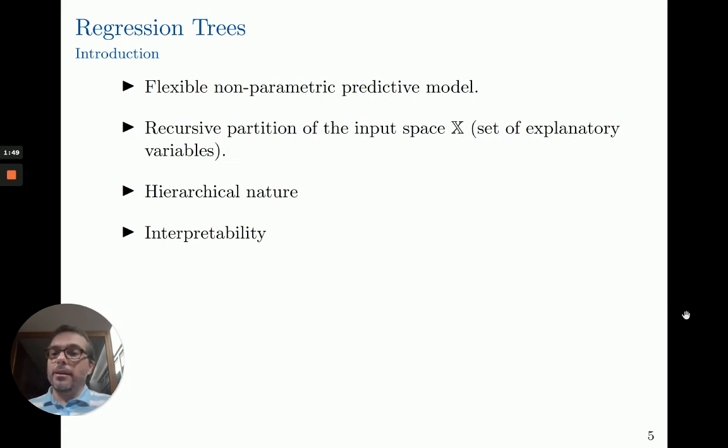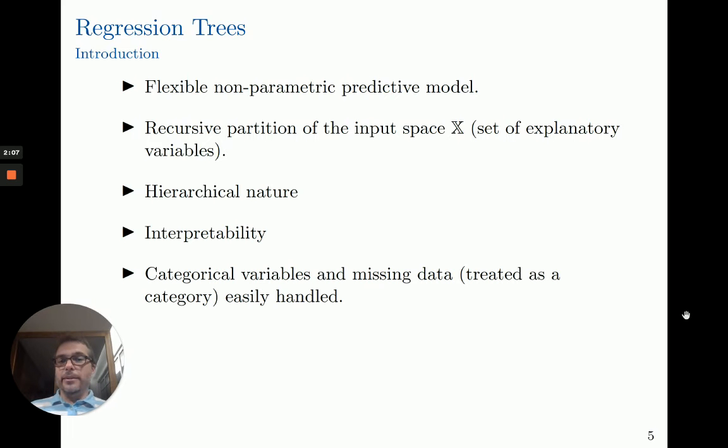Basically, we can explain a regression tree in plain English. Okay, so we can describe what a regression tree is doing. It's a very intuitive model. Okay, and it can handle very easily both categorical variables and missing data, which can be treated as a category. Okay.